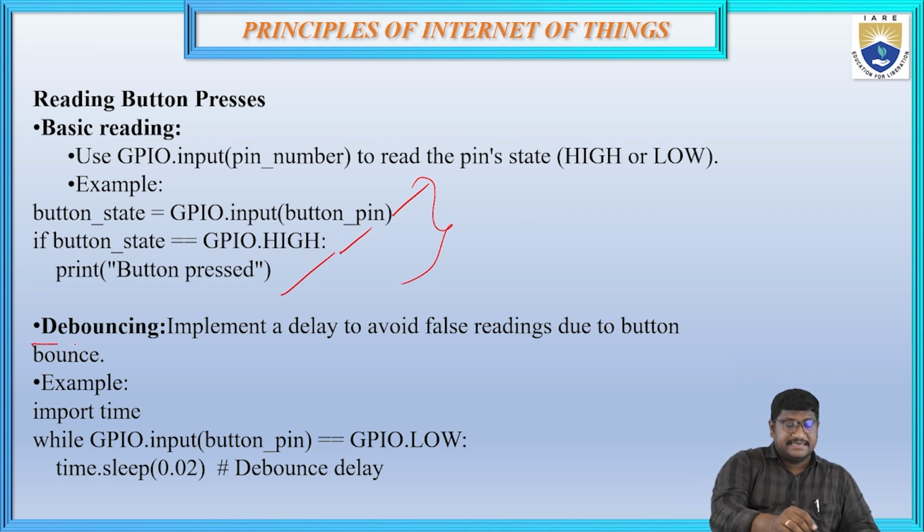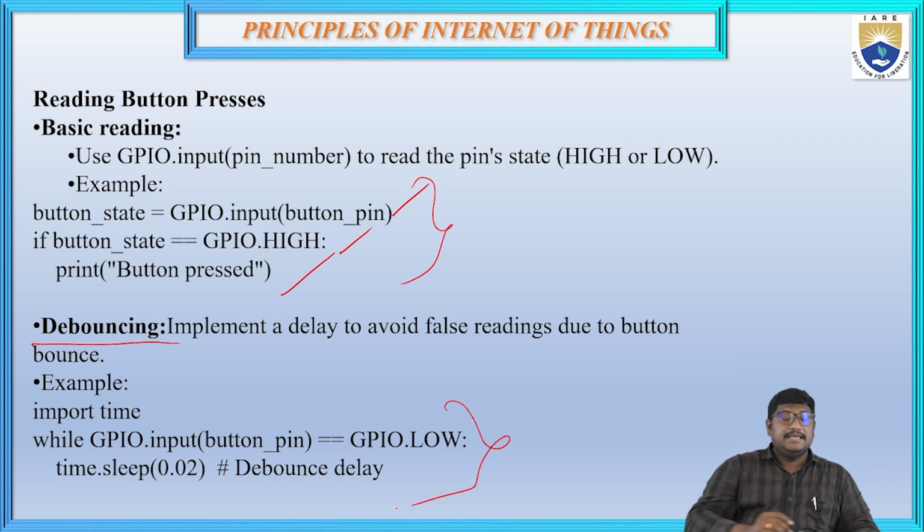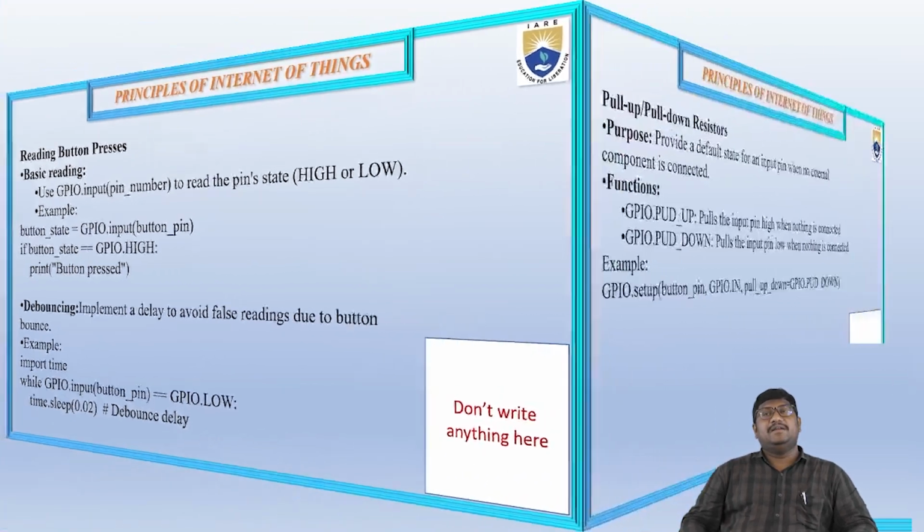And coming to the next one, debouncing. What is debouncing? Here I am implementing a delay to avoid false readings due to button bounce. Whenever there is a button bounce, if some kind of delay has to happen, then this debouncing has to be utilized. See how I configure this input: import time, while GPIO.input(button pin) is equal to GPIO.LOW, time.sleep is 0.02 seconds, where a debounce delay will be there.